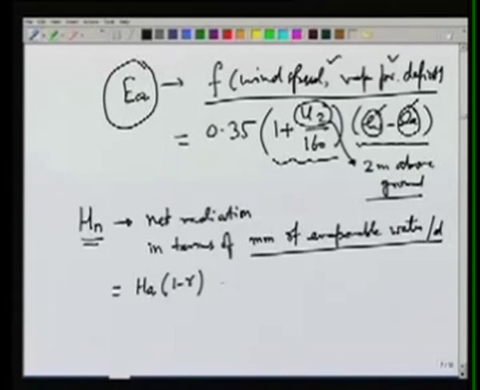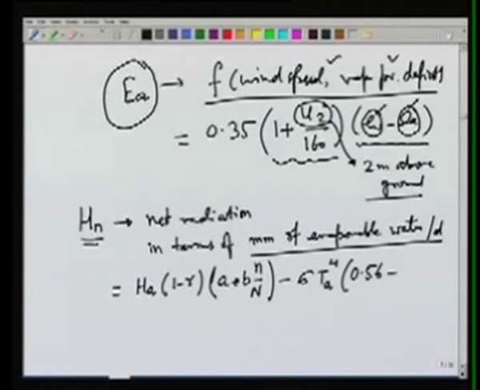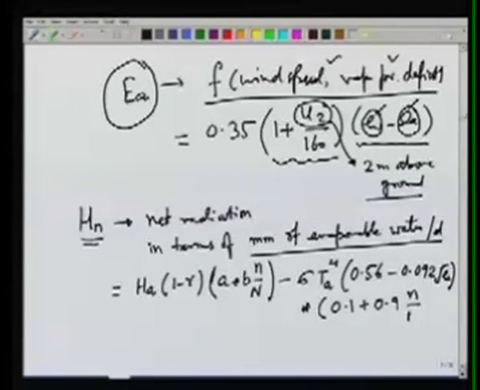R is the reflectance or the albedo. Then we multiply it with a modification, a plus b into n by N. Then we have the Stefan Boltzmann constant, the square root of EA, which is the vapor pressure in the air, and then we multiply this by another modifying factor, (0.1 plus 0.9 n by N).